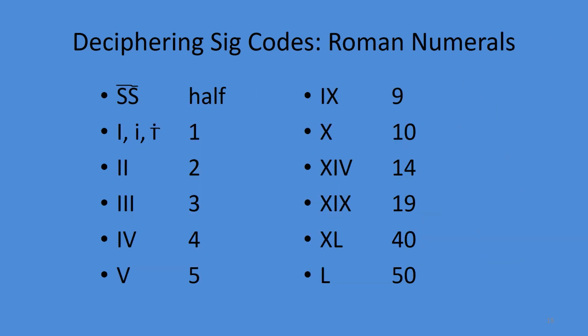Roman numerals. I think we had half already. A lot of times you'll have a Roman symbol with a line over the top. So definitely for half, it's SS with a line over the top. And for Roman numerals, sometimes it'll be capitalized, sometimes lowercase, sometimes written in cursive, and sometimes in cursive without the front tail on it.